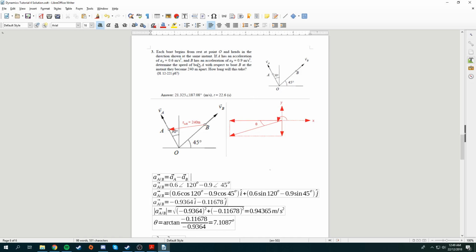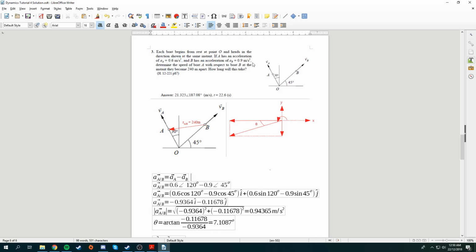Okay, so boat A has an acceleration of 0.6 meter per second square and boat B has an acceleration of 0.9 meter per second square. I'm trying to determine the speed of boat A relative to boat B until they become 240 meters apart. So how long will this take? First things first, let's find out what we have.